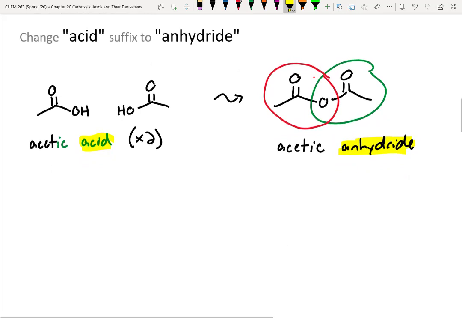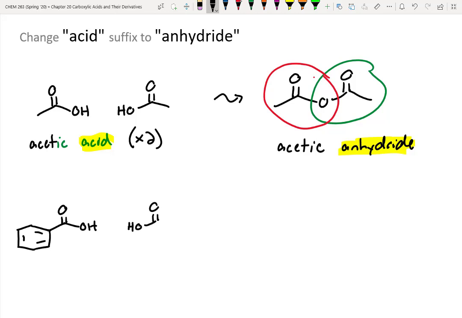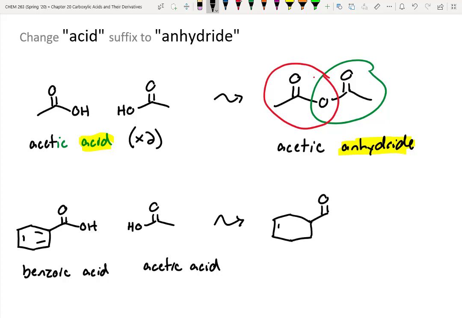But then the question is, well, what happens if we don't have a symmetric anhydride? And let's take a look at an example. So let's say we make an anhydride that's kind of a combo of this acid and this acid. Well, the acid on the left is benzoic acid, and the one on the right is acetic acid. So if we mush this together, we should get an anhydride that's a combo of both of them. So let's say on the left-hand side, it more looks like the benzoic acid, but on the right-hand side, it looks more like acetic acid.